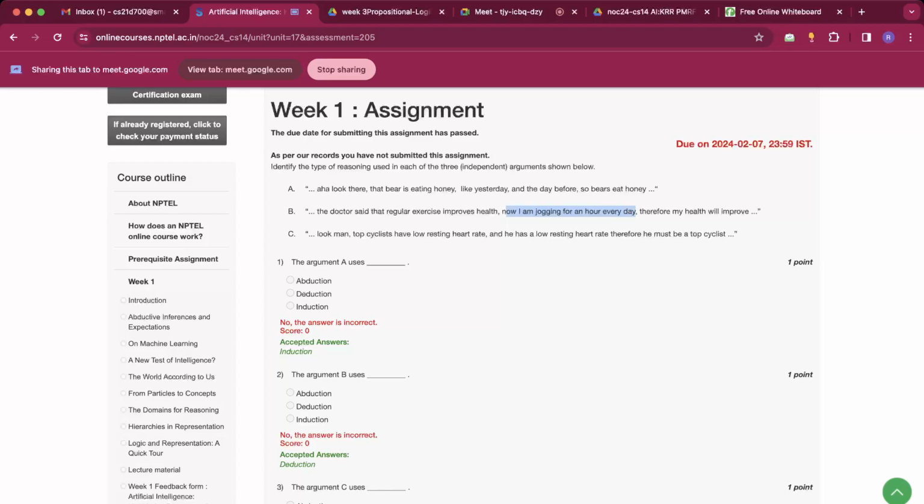So we have two parts. We have regular exercise implies improved health, and we have regular exercise, right? So this is in the formulation of modus ponens. Therefore we have improved health, right? So this is an example of deduction. Are you with me?